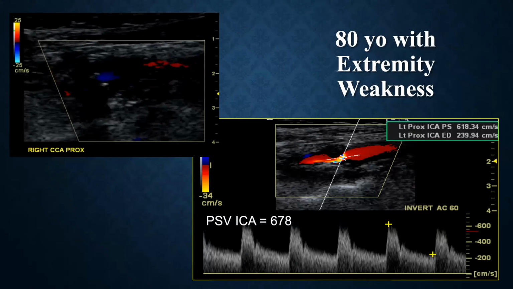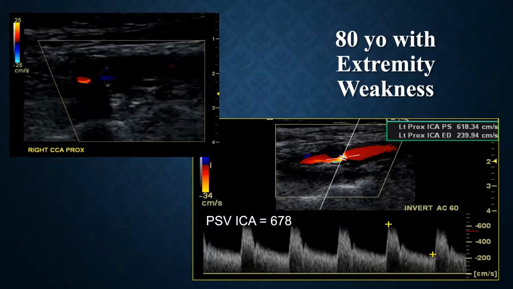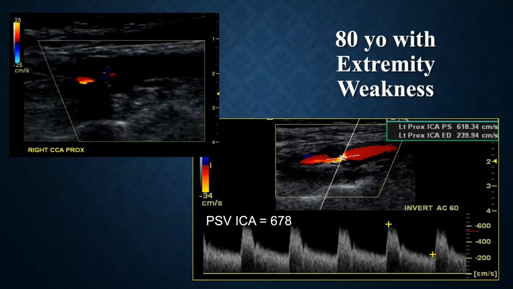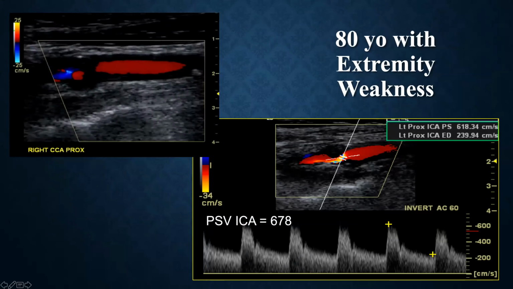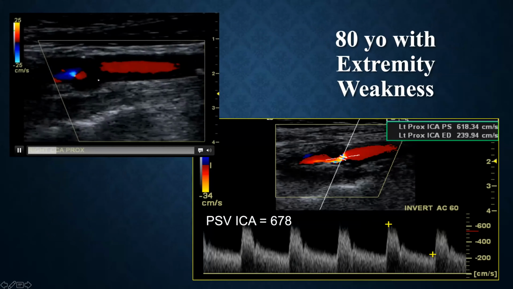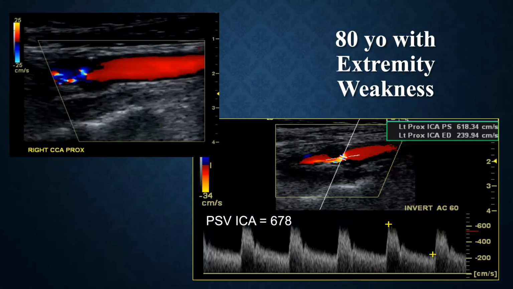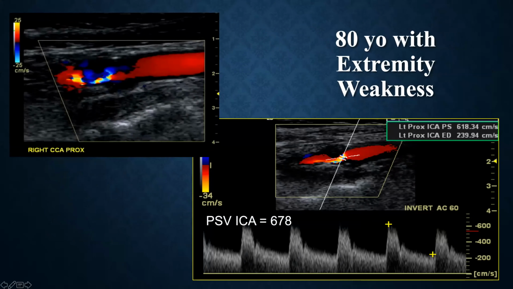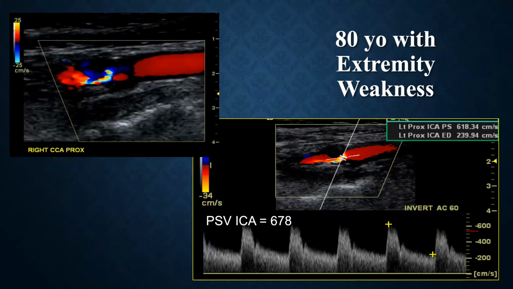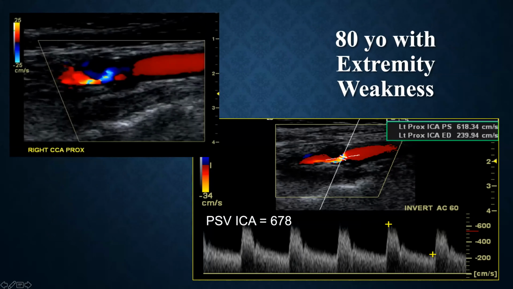So here's an example. Here's an 80-year-old who presents with extremity weakness. And you can see here from the color video that as we get into the proximal internal carotid artery, there's a very tight stenosis. And we can see irregularity, narrowing, and aliasing. So we know where to place the sample volume to get the highest peak systolic velocity. And we do that here, and we can see the velocity is very high, 678 centimeters per second, consistent with a high-grade stenosis. And in fact, the end diastolic velocity as well is pretty high.